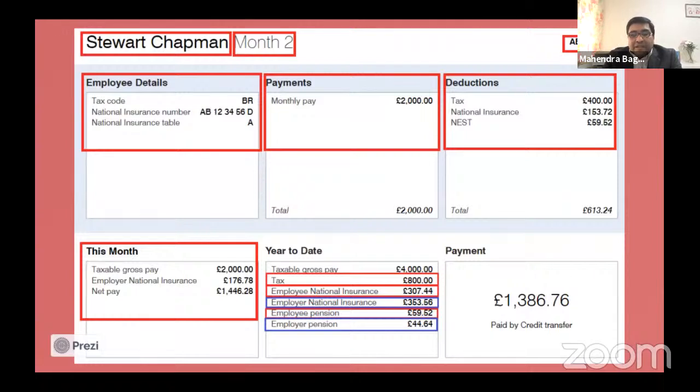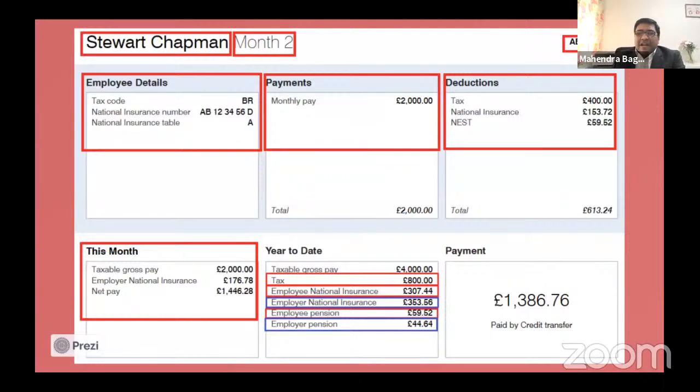And then the year to date information is also important. As the tax year goes further, you can always see the breakdown of your income and what you are getting as net pay. The year to date should have gross pay, employee's national insurance, the tax, employer's national insurance, and any pension contribution made by employees and employer.